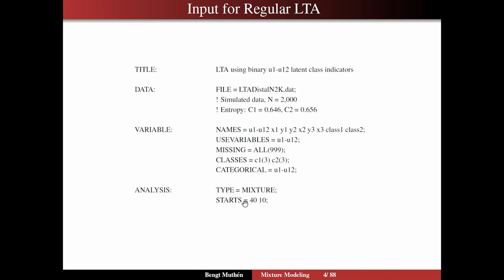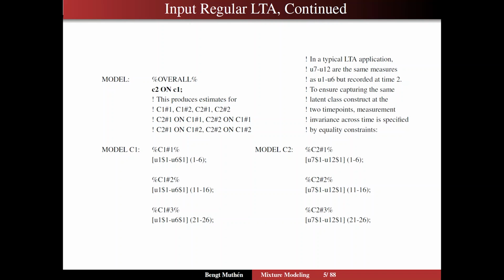With LTA you may want to, in general, increase that, maybe double it to 80-20. Slide 5 shows the input for the regular latent transition analysis modeling part. And the modeling part has 3 pieces to it. One is the overall, the other is model C1, and the third one is model C2.